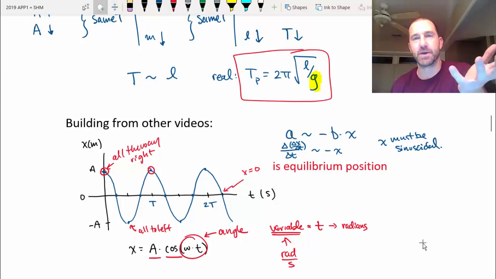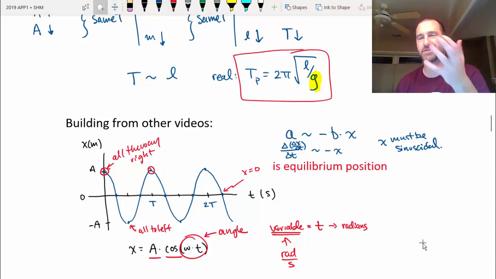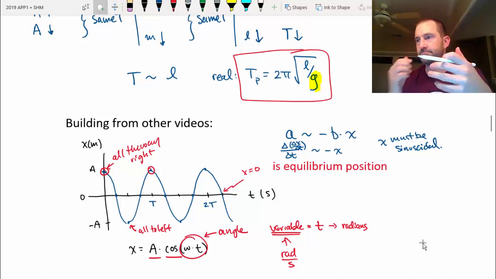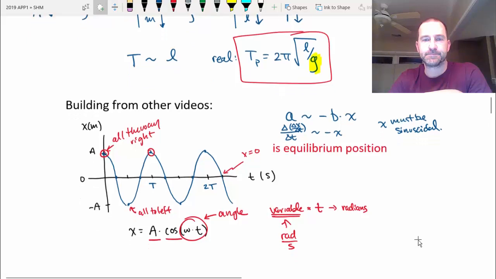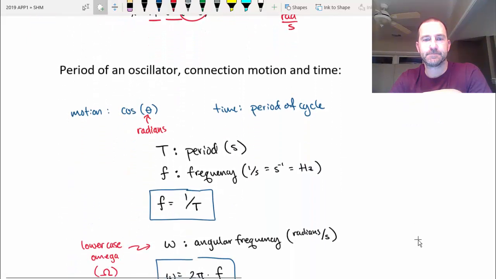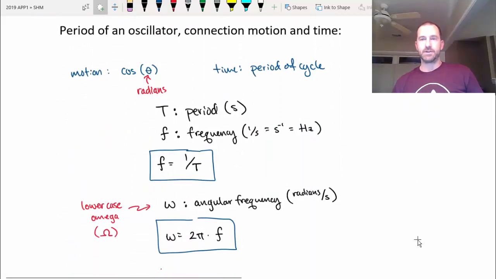But we never use omega when we're talking about oscillators. Instead, we want to talk about something related to the period. So this is where we have to just define some variables and write down some definitions and some equations. So the period of an oscillator connected motion and time, that's what we're doing with that graph. And it's got to be some sort of cosine, it's got to be in radians, and we just said that has to be omega times t. But where does the omega come from?